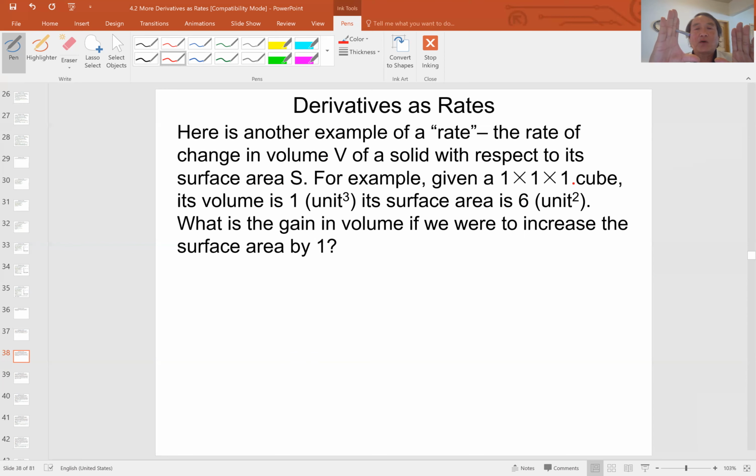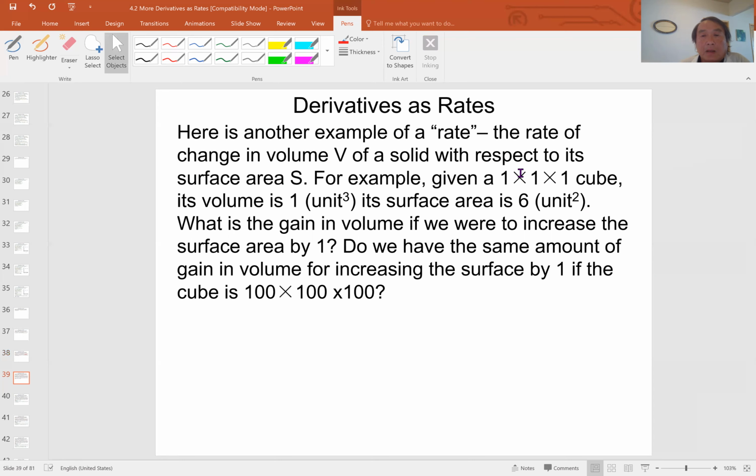We're going to blow it up a little bit more, so the surface is a little bigger. Right now the surface of the cube is 6. It blows up. What's the rate of growth if I increase roughly 1 more unit in the surface of the cube? We want to find out the change in the volume.